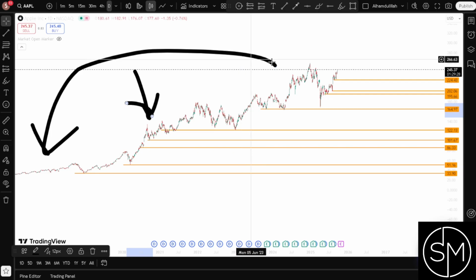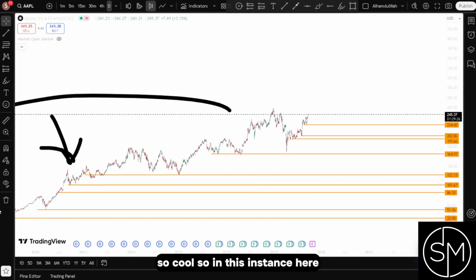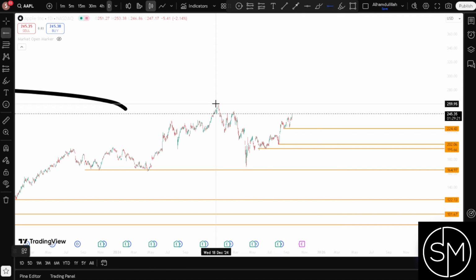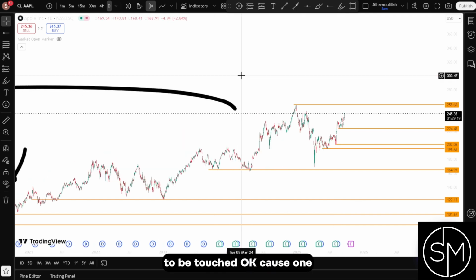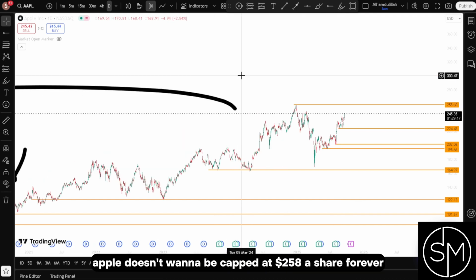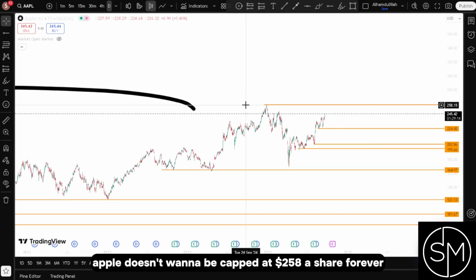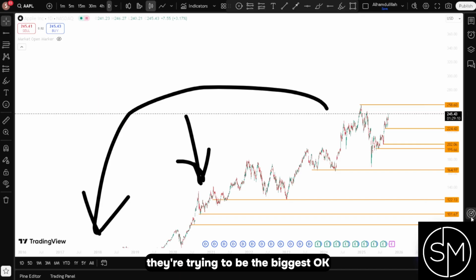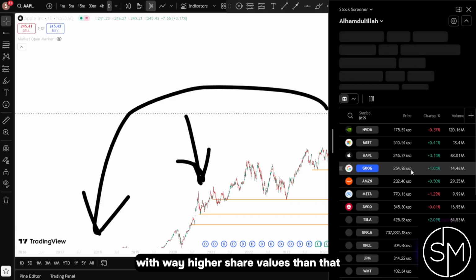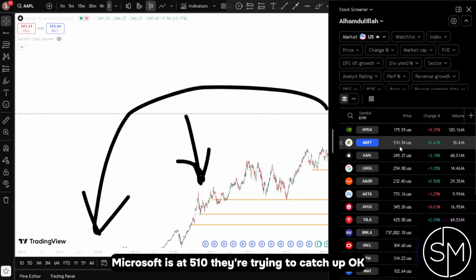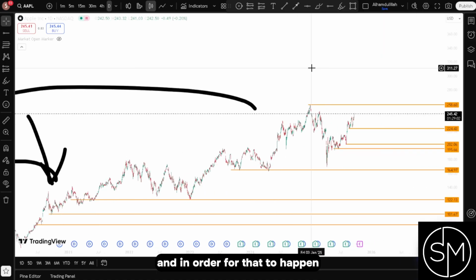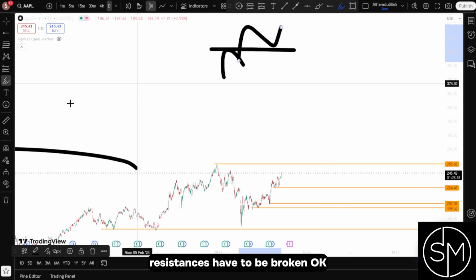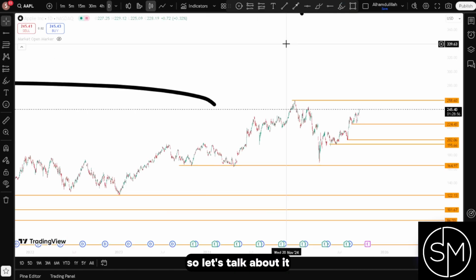So yeah. So in this instance here, we're going to look for an area of resistance above current price to be touched. Because one, I know Apple doesn't want to be capped at $258 a share forever. It's a big company. They didn't work this hard. They're trying to be the biggest. There are some companies with way higher share values than that. Microsoft is at 510. They're trying to catch up, and in order for that to happen, resistances have to be broken. So let's talk about it.